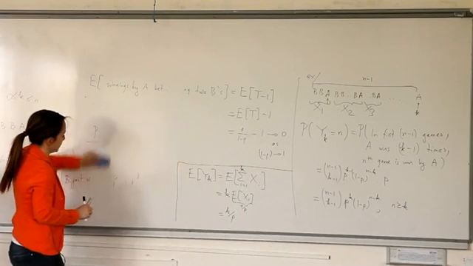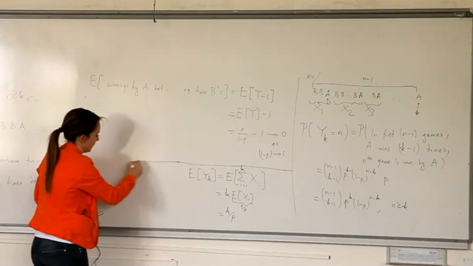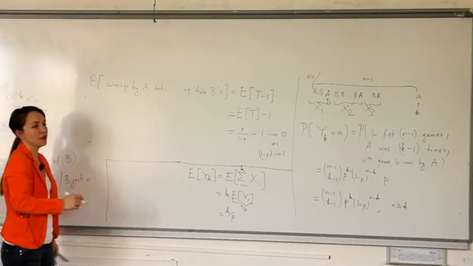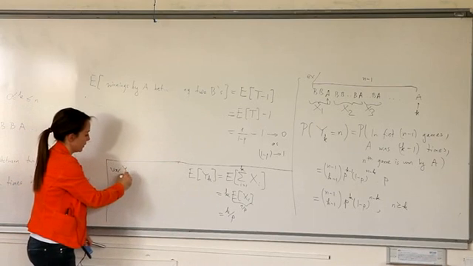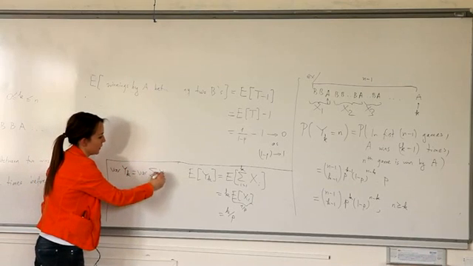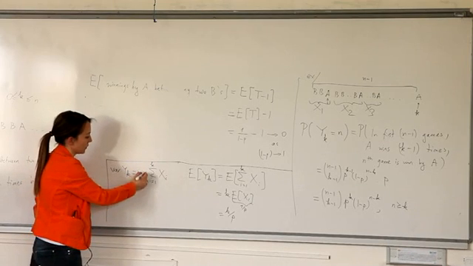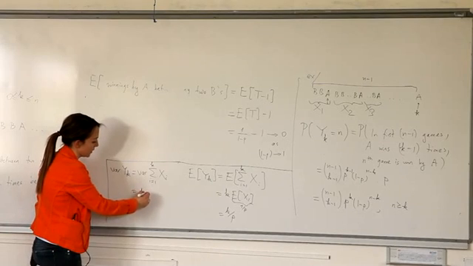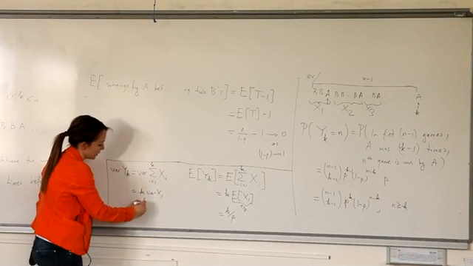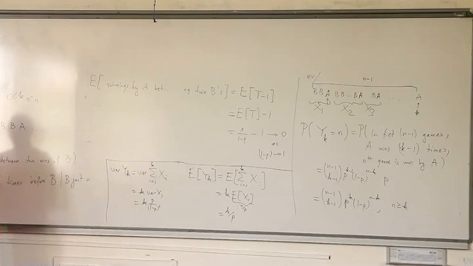Let me erase this part and make some more room here. And finally, let's compute the variance of yk. The variance of yk is the variance of the sum of the xi's, i from 1 to k. Again, by independence and identical distribution of the xi's, this is k times the variance of x1. So it's k times 1 minus p over p squared, sorry.